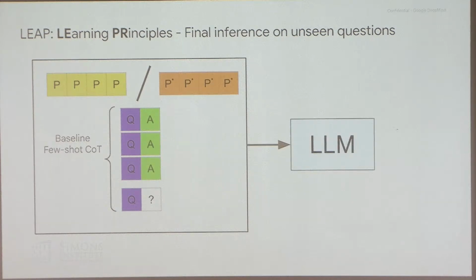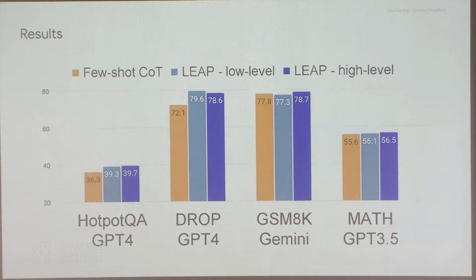And finally, for each test question, we feed this prompt to the LLM and get the final answer, which we actually measure for reporting the final accuracy of this LLM. Here are some of the results. I'll go over them briefly to get faster to the examples of the learned principles.